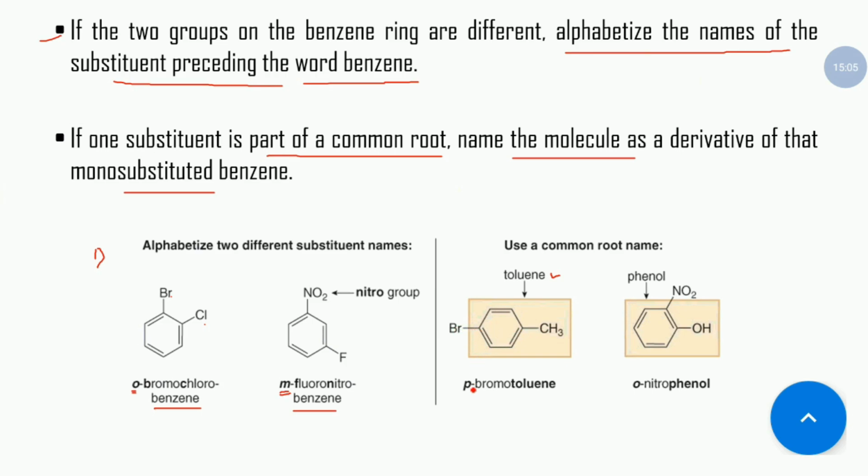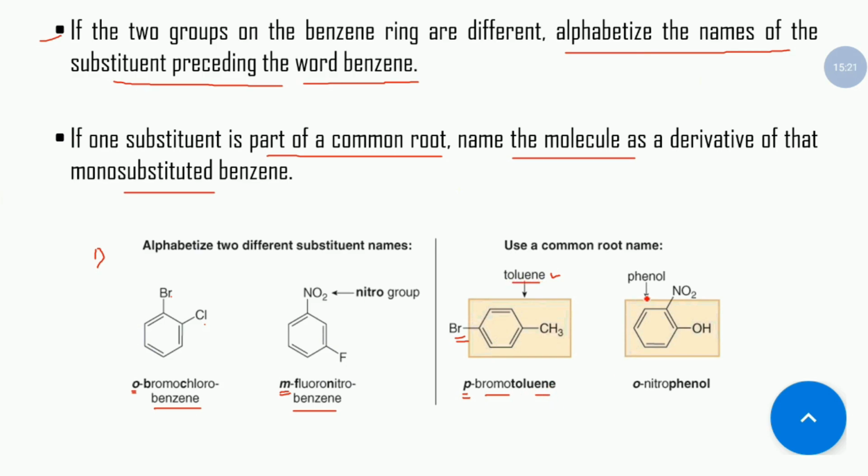So you just write para, p in small handed. After that the group is bromine, that is bromo. So it's bromo, and instead of this methylbenzene you just write the common name, that is toluene. Here it is toluene.